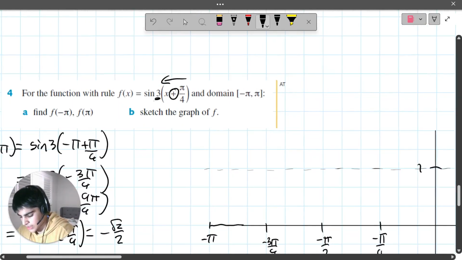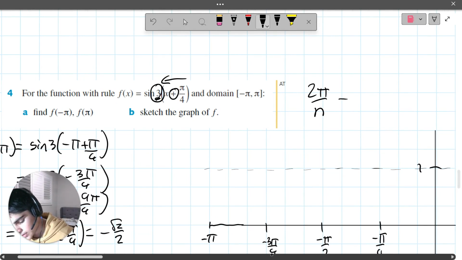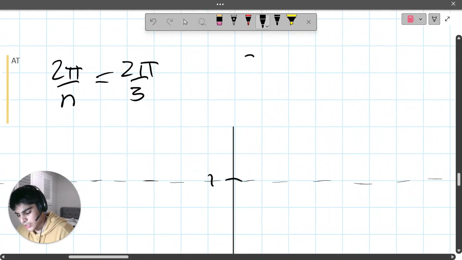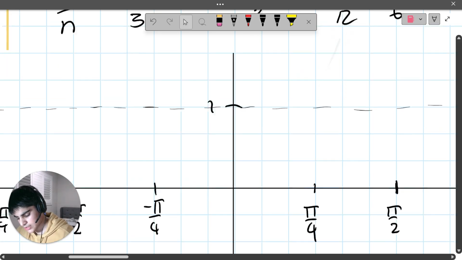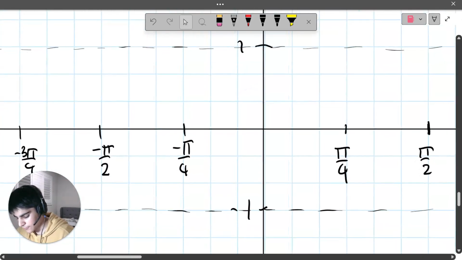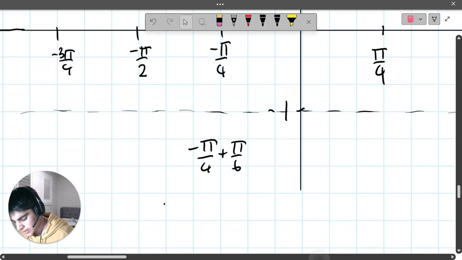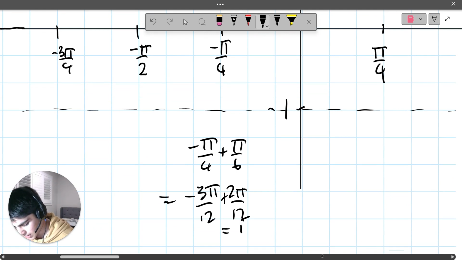Our period is 2 pi divided by n. N is this dilation here. This equals 2 pi on 3. Now we're going to divide this by 4. 2 pi over 3 divided by 4 equals 2 pi on 12, which equals pi on 6. Okay, we're starting at negative pi on 4. Negative pi on 4 plus pi on 6 equals negative 3 pi on 12 plus 2 pi on 12, which equals negative pi on 12.